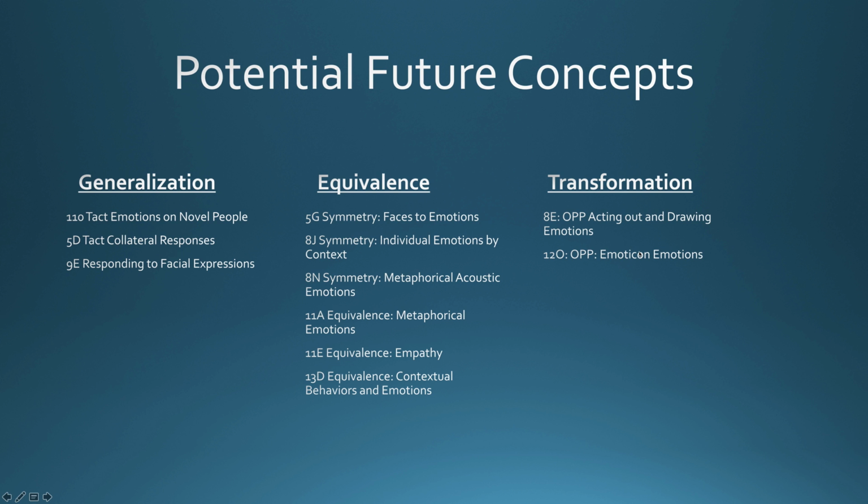The learner's acquisition of receptively labeling emotions and tacting emotions does have some far-reaching consequences. We can potentially introduce a variety of different programs within the P curriculum, such as tacting emotions on novel people, tacting collateral responses, and responding to facial expressions from the generalization module. There are also several from the equivalence and transformation module that the learner can come into contact with now as a result of teaching receptive and expressive emotions.